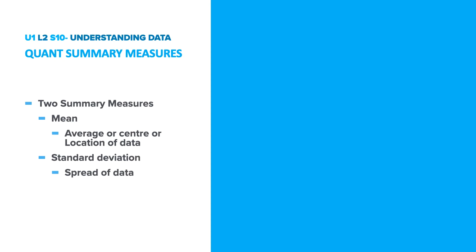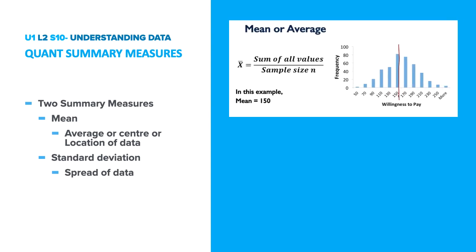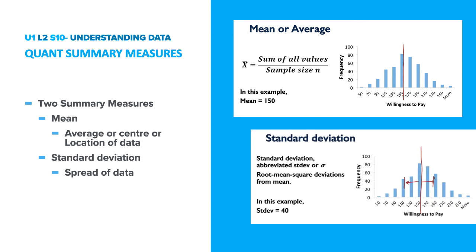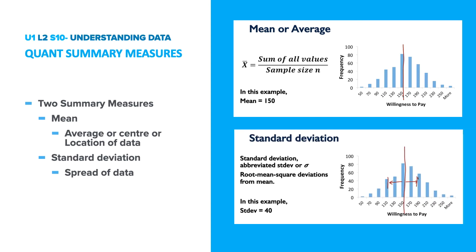Now, when we look at the quant measures, we talked about mean and standard deviation. Let us understand mean and standard deviation in detail. Mean is the sum of all the values divided by the sample size. In the case of sunglasses, the mean comes out to be 150 as we discussed. The standard deviation is abbreviated as sigma. It is the root mean squared deviation from the mean. It gives us the spread of the data. In this case of sunglasses, the standard deviation comes out to be 40.